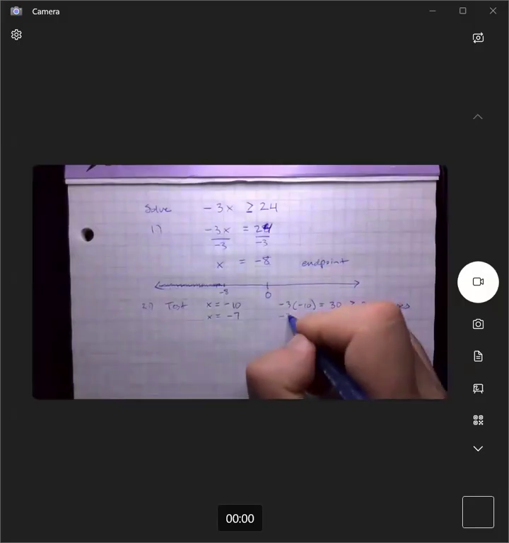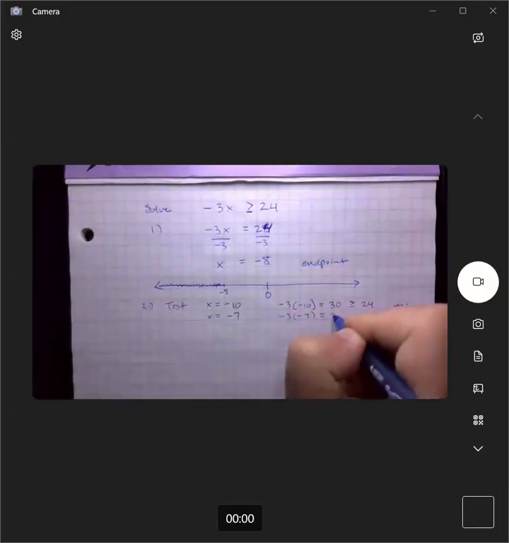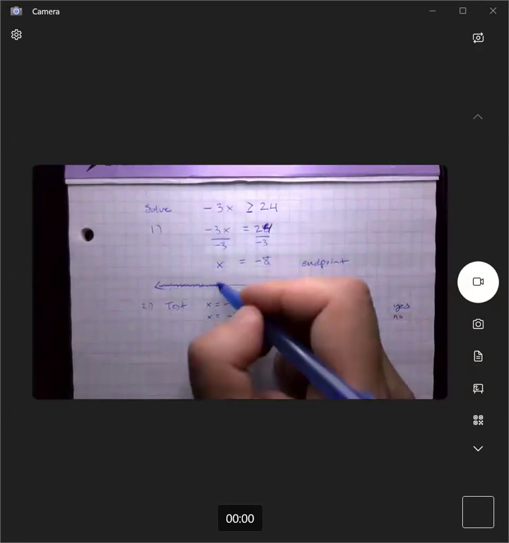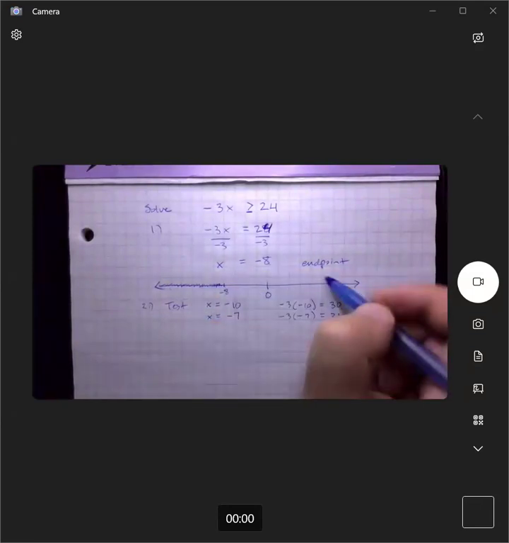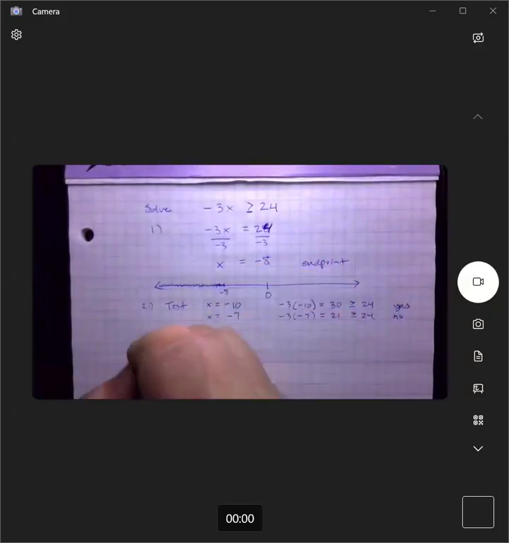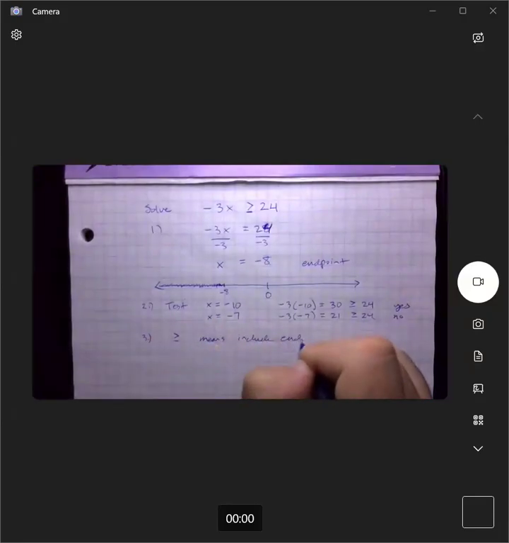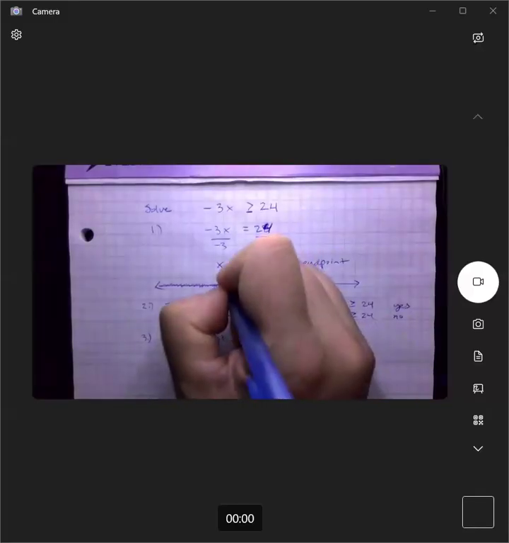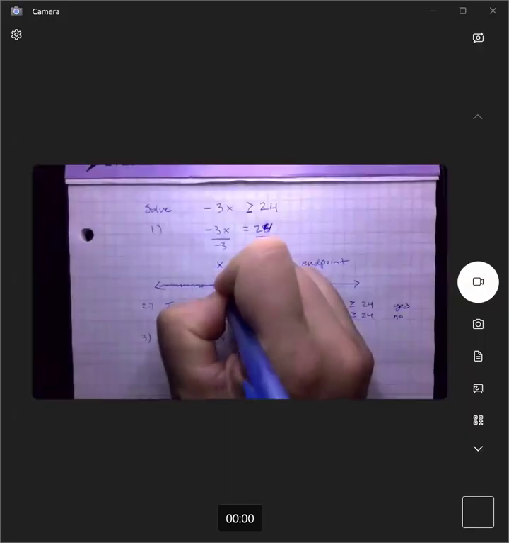And if I test -7, I get 21. And 21 is not greater than 24. So that means nothing to the right of -8 would work. And then lastly, I decide, okay, this less than or equal means to include the endpoint with a square bracket. So I'm going to put a square bracket right there.